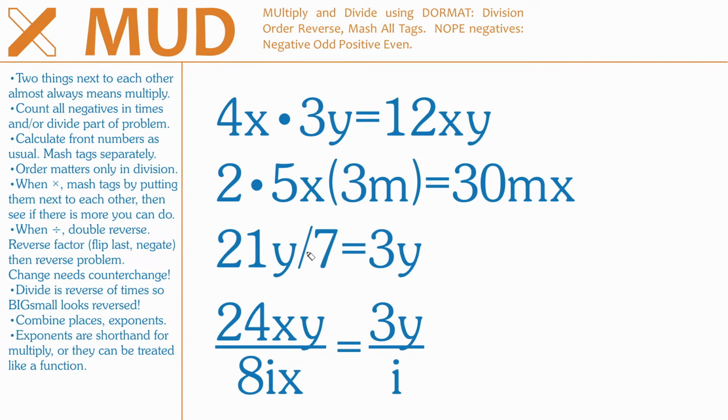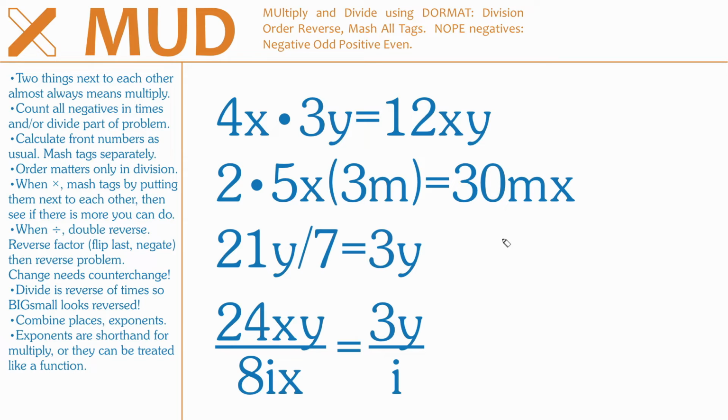Okay, let's throw in a little division. 21 times y divided by 7. Well, order matters, so I can't go 7 times 21 or 7 divided by 21. I have to keep it 21 divided by 7, which is 3. And now 21 times y, well, again, I don't know y, so I just leave the y there.